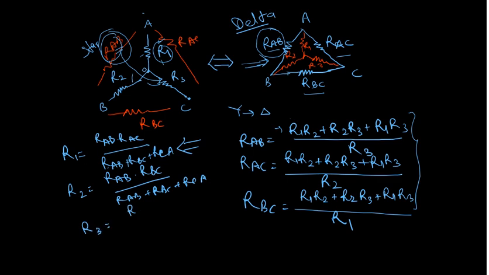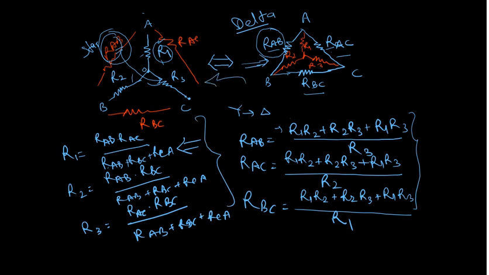Similarly, if you want to calculate R3, so what you have to do? Again, your numerator will come as multiplication of these two arms. Because R3 is coming in between these two, so your RAC multiplied by RBC divided by the sum of these three resistances: RAB plus RBC plus RCA. Okay, so this will be the conversion of delta to star.